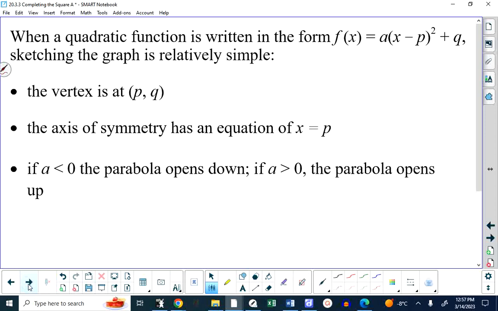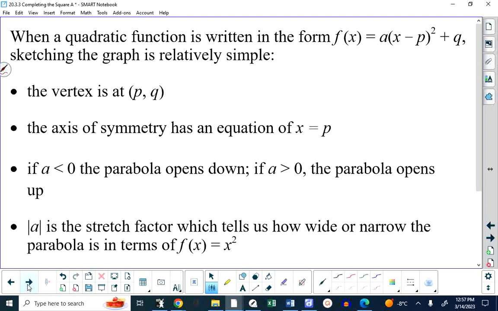If a is negative, the parabola opens down. If a is positive, the parabola opens up. I don't have in here the whole discussion of maximum and minimum, but if a is negative, it opens down. There's a maximum if it opens down, and the maximum would be q. If a is positive, it opens up, and there's a minimum, and the minimum value of y would be q. And then, just for good measure, we throw in this, that a has to do with the stretch factor, which tells you how narrow or wide the parabola is in terms of y equals x squared.